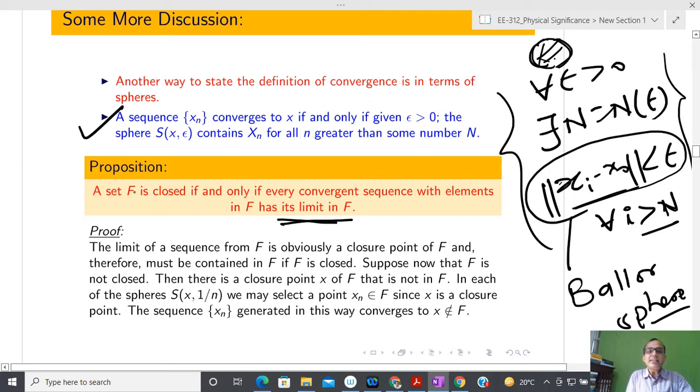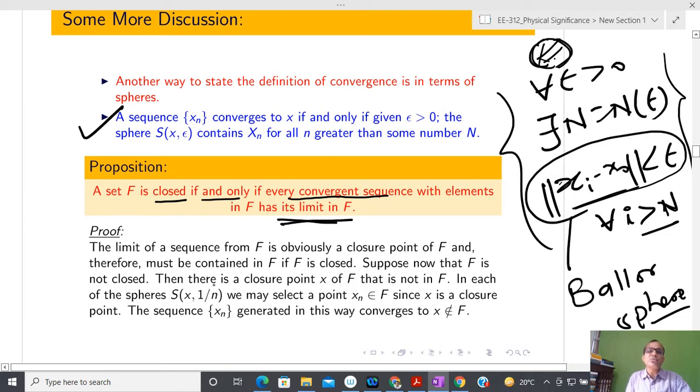Now this statement is relating the notion of convergence with closedness. A set F is closed if and only if every convergent sequence with elements in F has a limit in F. So what does it mean? Suppose I have some convergent sequence, and the set F is closed, then the convergent sequence has its limit in F. So both sides will be true. That is the meaning of this proposition, and this is the proof.